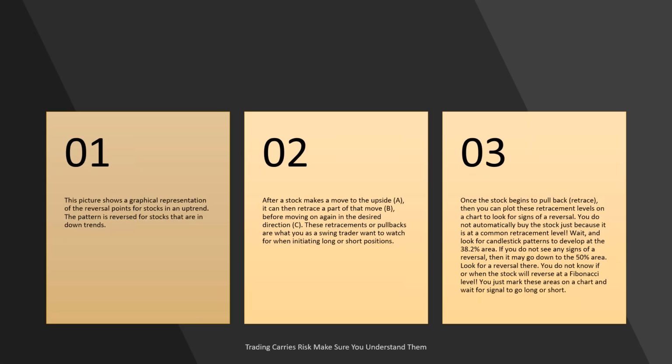You do not automatically buy an asset just because it's at a common retracement level. You look for candlestick patterns to develop at that 38.2 level. If you don't see any signs of reversal, then you go to the 50% area and look for a reversal.